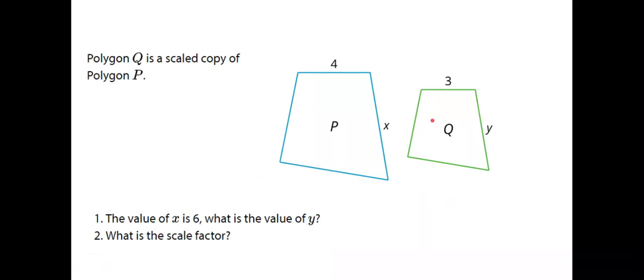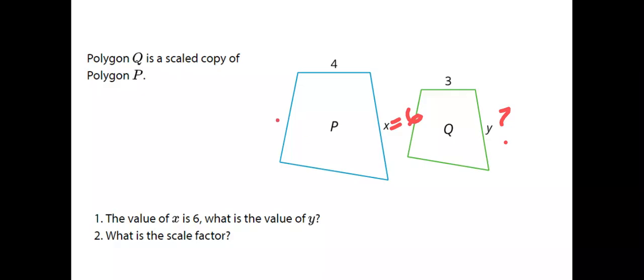Polygon Q is a scaled copy of polygon P. The value of X is 6. What do you think the value of Y is? What do you think the scale factor is? Some of you might be able to do this pretty quickly, and some of us need to think a little bit, which is totally fair. So think.